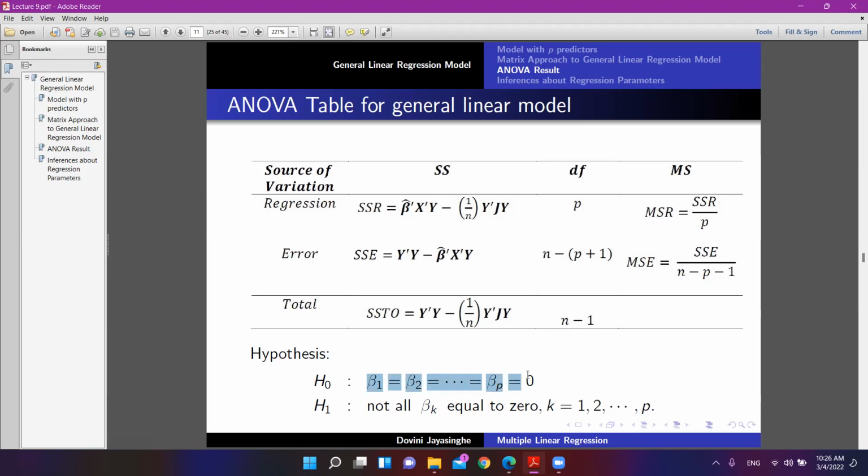H0 is everything is equal to 0. H1 is at least one of these, at least one. Even if everything were not equal to 0, we don't mind that. At least one beta not equal to 0 is going to be this one. So you have to be careful in forming the hypothesis in multiple linear regression. Is that clear? This is very important. Is this clear?